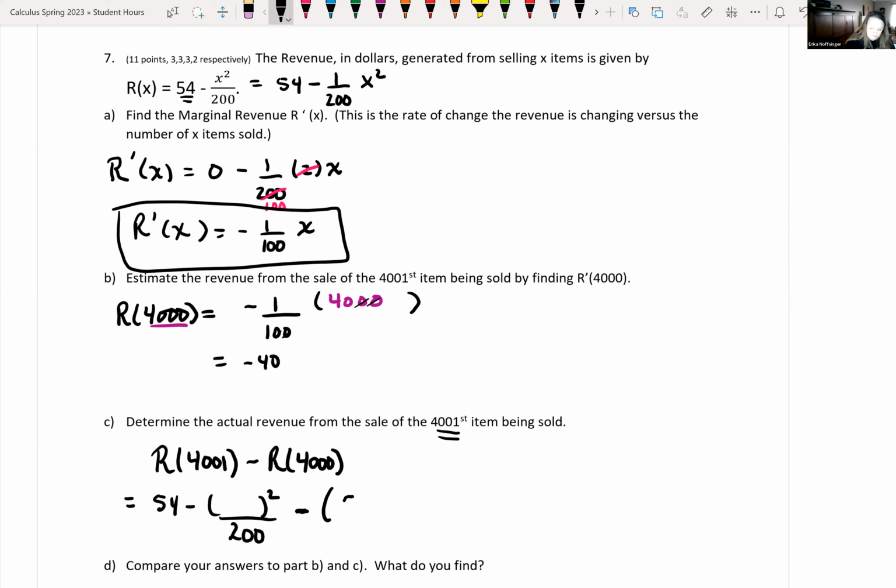minus 54 minus, now plugging in 4,000 wherever you see an X, 4,000 quantity squared over 200. If you look at this and you distribute this negative inside, this is going to give me a 54 minus a 54. So those are going to cancel with one another. So I'm looking at what is 4,001 squared over 200, and then minus 4,000 squared over 200.